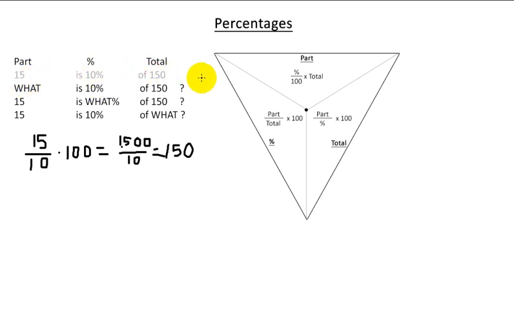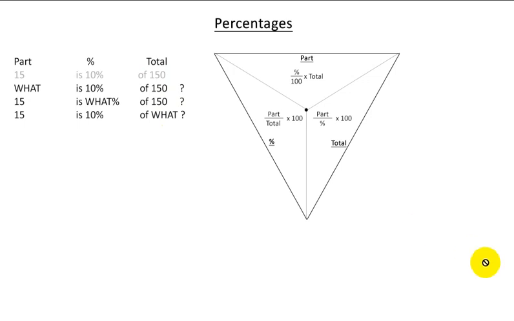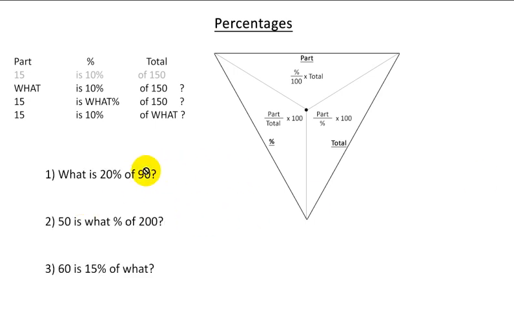This gray line is where we have all the data, where nothing's missing. We have all three pieces. And as you can see, it says it clearly here that 150 is the total. So my answer would be the total is 150. So let's use what we just learned with this triangle to solve these three problems.